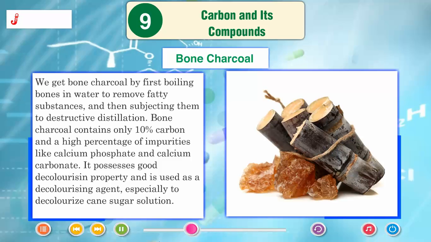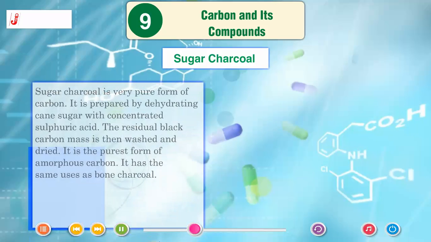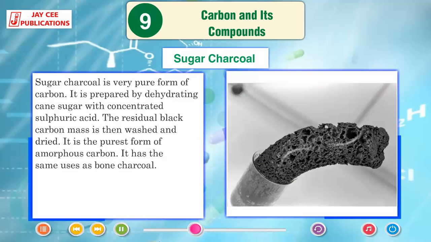It possesses good decolorizing property and is used as a decolorizing agent, especially to decolorize cane sugar solution. Sugar charcoal. Sugar charcoal is a very pure form of carbon. It is prepared by dehydrating cane sugar with concentrated sulfuric acid. The residual black carbon mass is then washed and dried. It is the purest form of amorphous carbon. It has the same uses as bone charcoal.